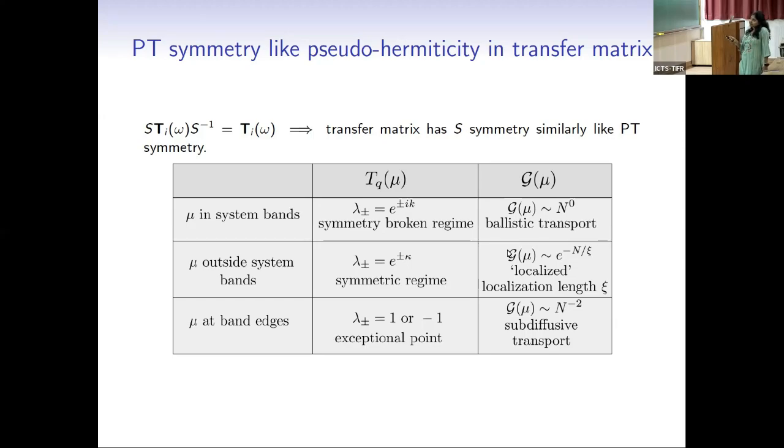I'll show in the next slide how this transfer matrix is connected with the two-terminal conductance. We can see that when mu is in the system bands, that's the symmetry broken regime, and in that case we get ballistic transport. When mu is outside the band, in the symmetric regime, we get localized transport. And when mu is exactly at the band edges, the transfer matrix is at the exceptional point, and that leads to a universal subdiffusive transport behavior at the exceptional point.